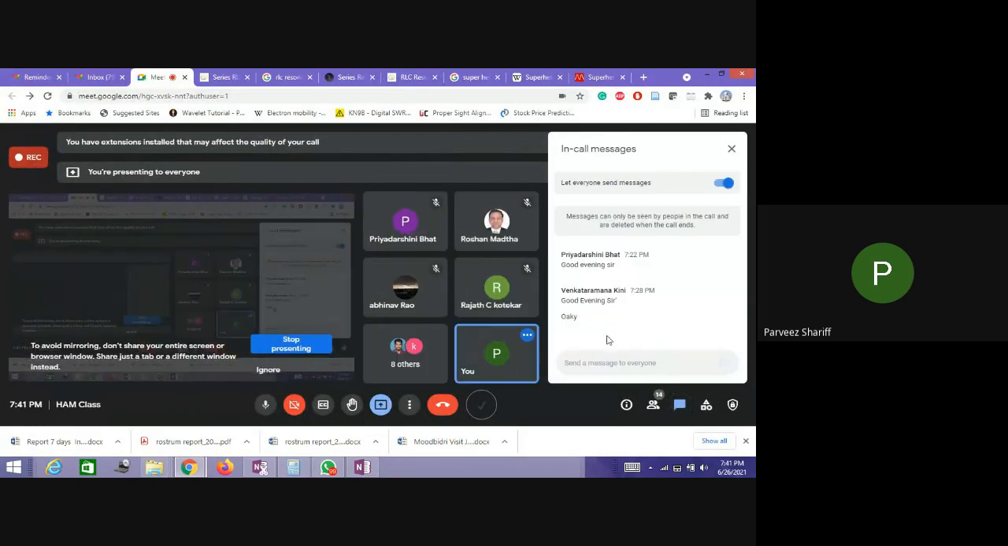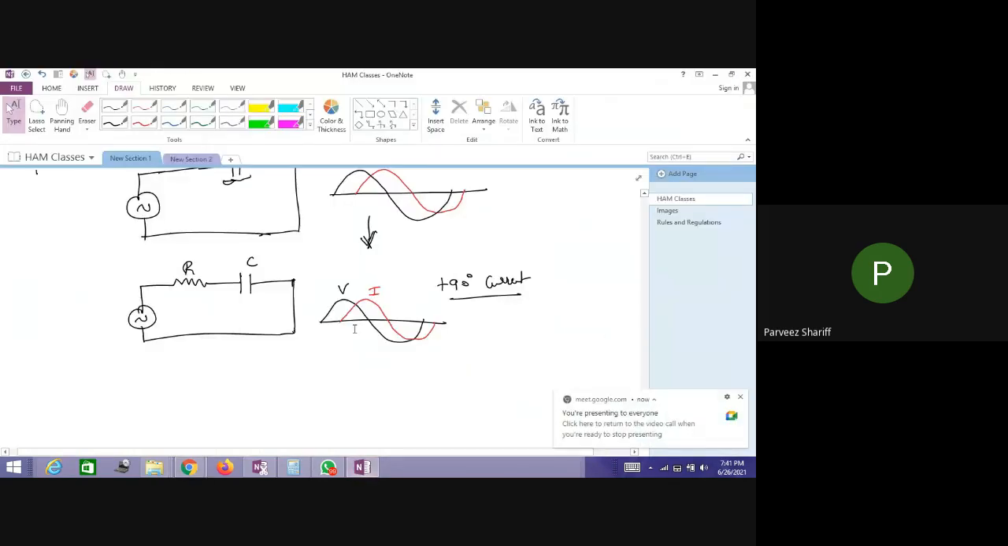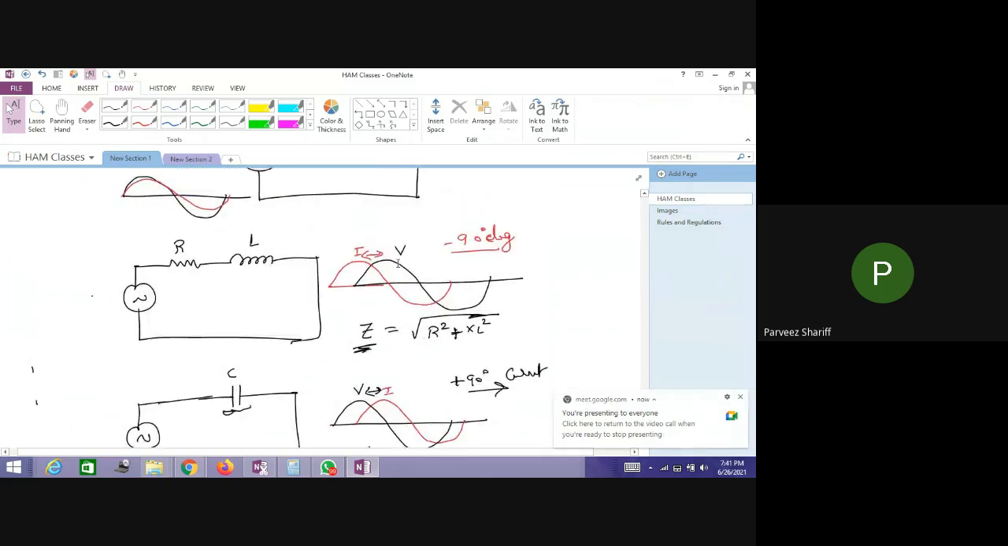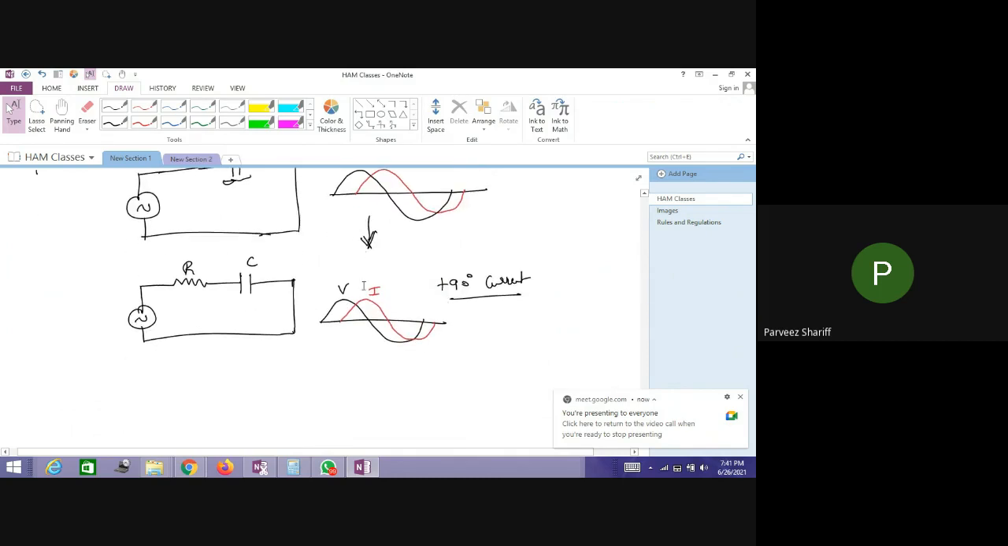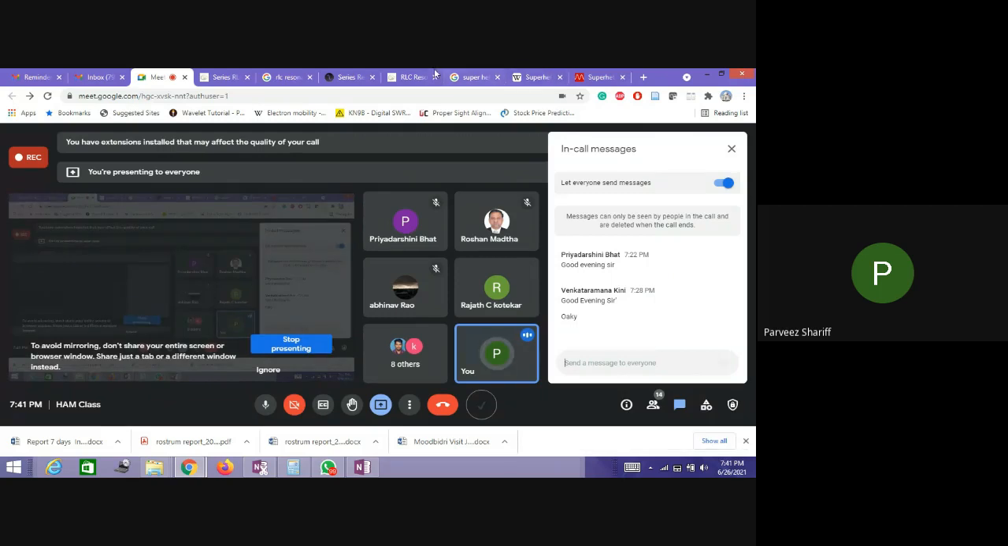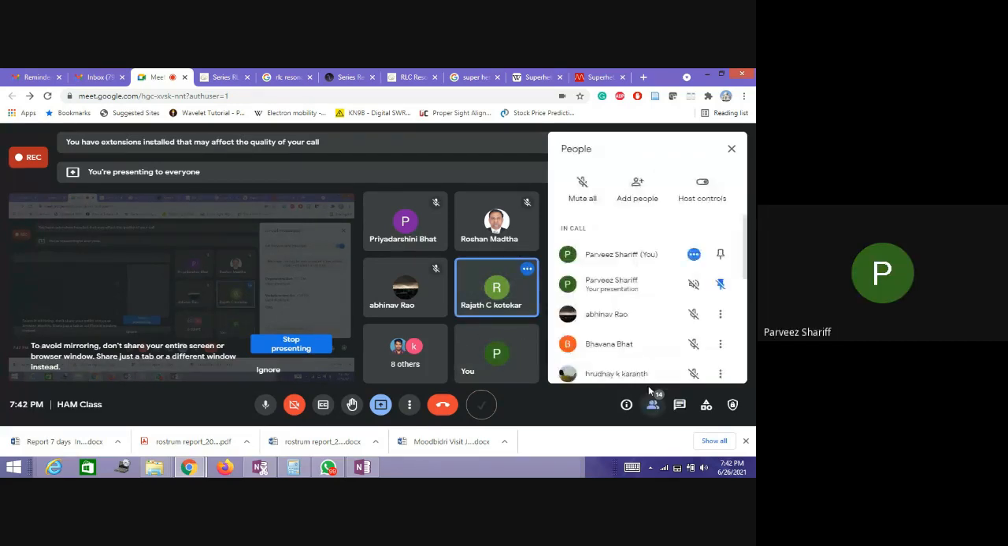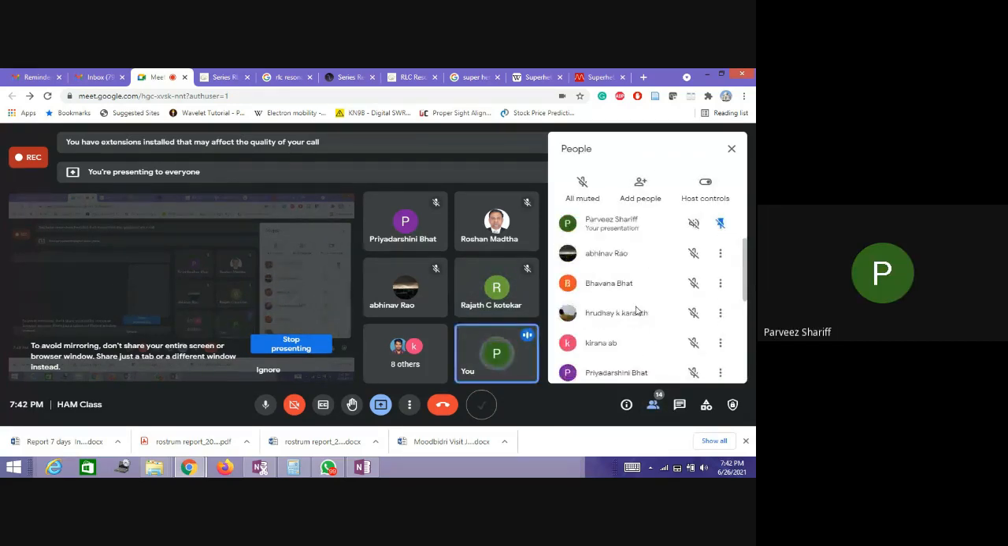Any doubts so far? So it is very clear. For inductance, the current will be shifted by minus 90 degree, and for capacitance, the current will be shifted by plus 90 degree with respect to the voltage. All right. Now we will continue our discussion. Yes, anybody has any queries? Somebody's mic is unmuted. Okay.